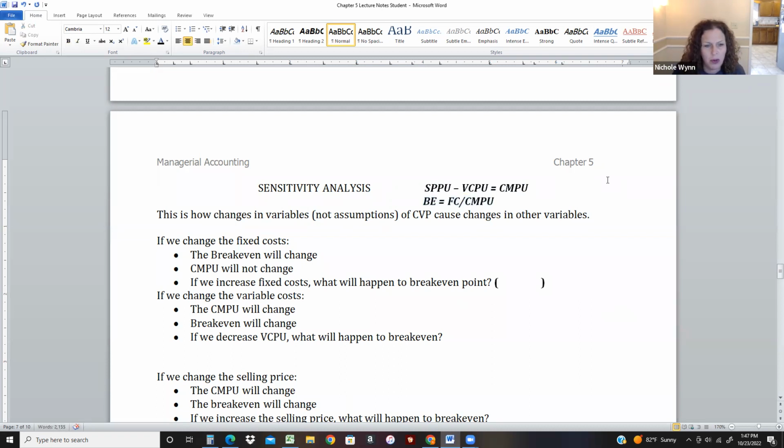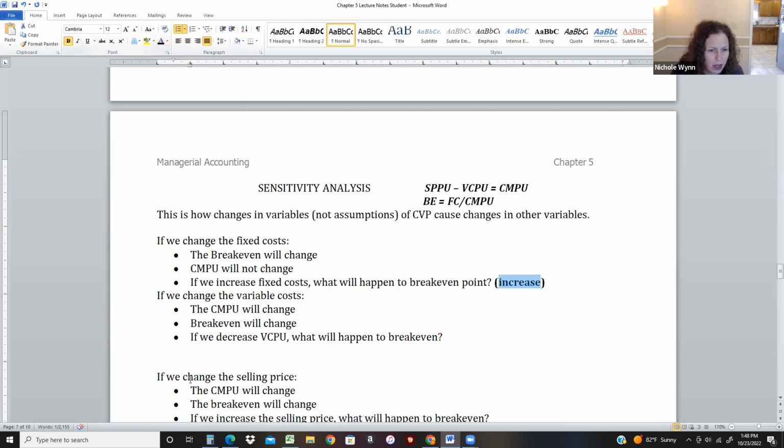So if fixed costs change, that's not going to change CMPU, but it is going to change break even. Because if fixed costs change, then it'll be more or less units to break even, but fixed costs don't influence your CMPU. So break even will change, but CMPU will not. And if we increase fixed costs, what happens to break even? In general, if you're trying to break even and a cost goes up, you're going to need to sell more to break even. You don't even really need to look at the formula, but if this dollar amount goes up, then you'll need to sell more to break even. So here you would just put, it goes up.